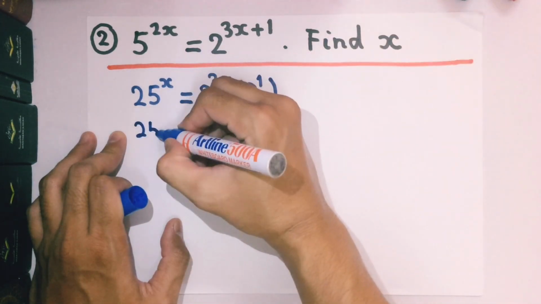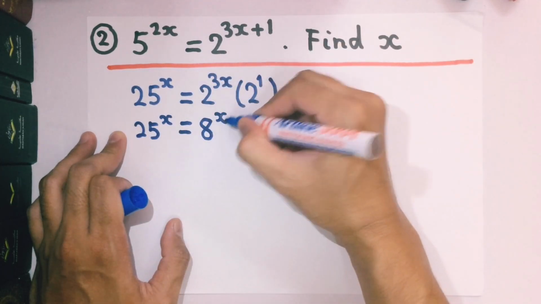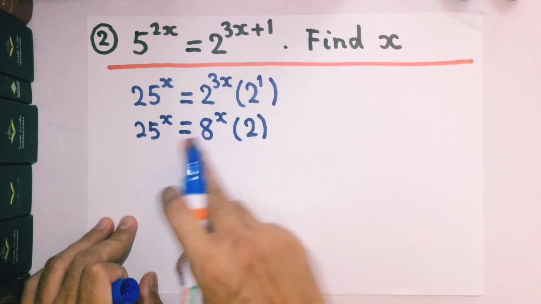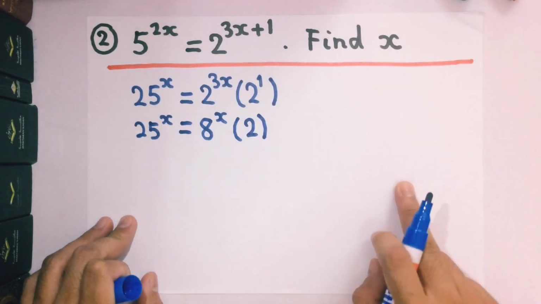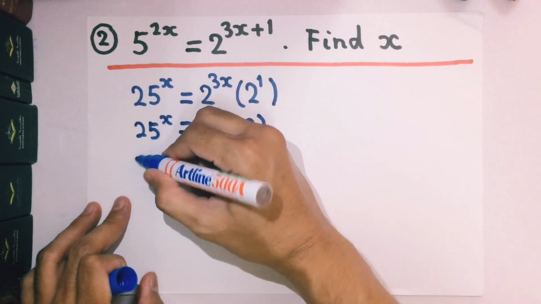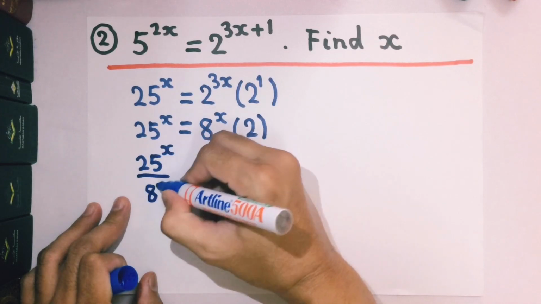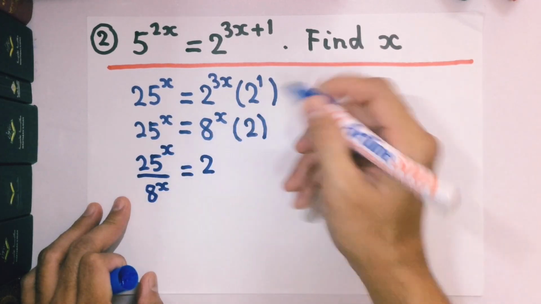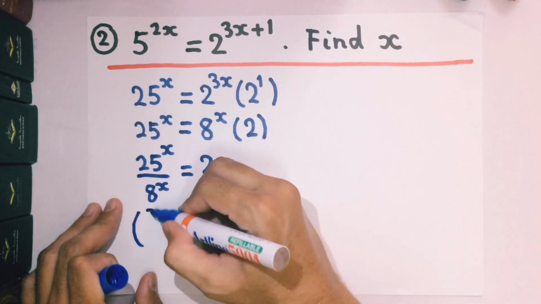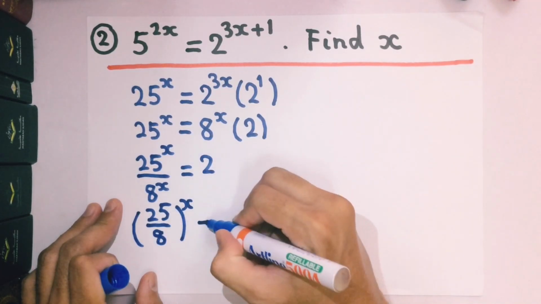So you have 25 to the power x equals 2 to the power 3, which is 8 to the power x, and then times 2 to the power 1, which is simply 2. Now these two have x, so we're going to put them together because we are systematic. When I bring this over, you're going to write 25 to the power x over 8 to the power x equals 2. Look at this fraction, you both have x as the power, so you can always do it like this. So it's (25 over 8) to the power x equals 2.